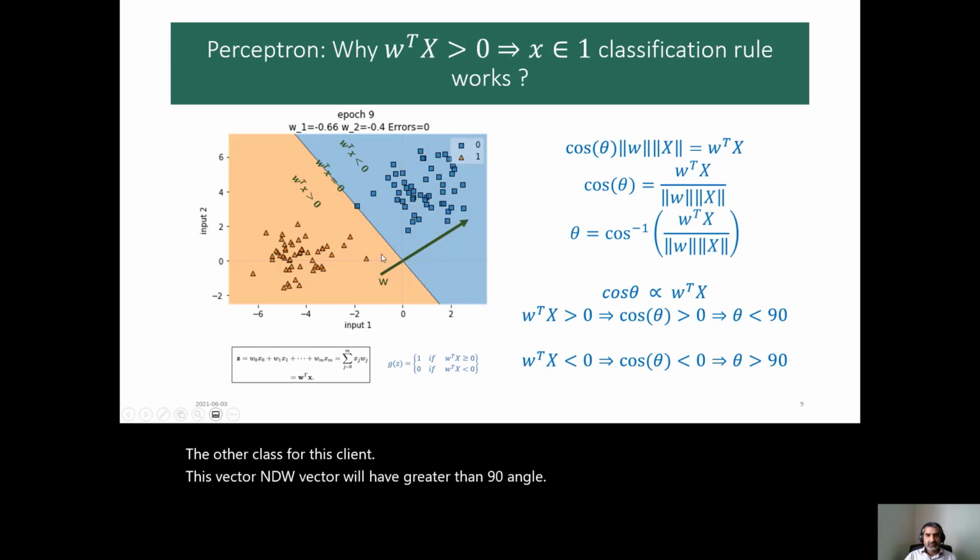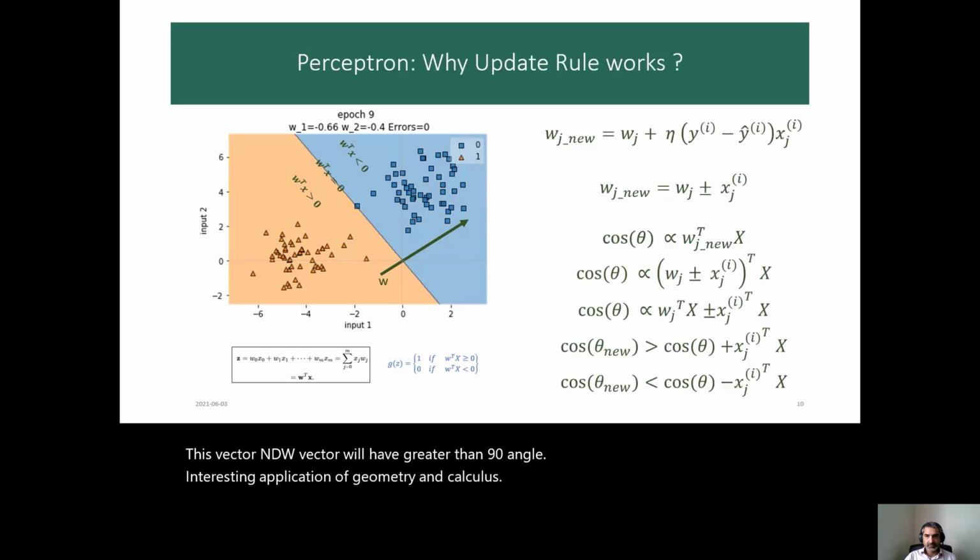Interesting application of geometry and calculus to sort out two classes with the same line that we used to do regression with. Why does it work? Let's look at the update rule. Wj is updated as much as this amount.